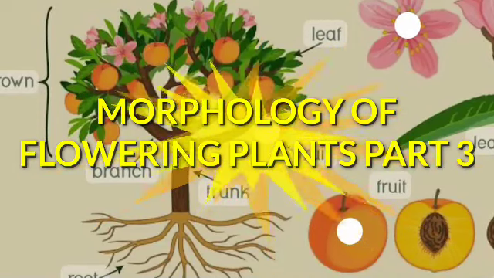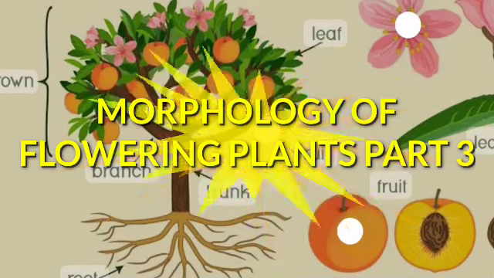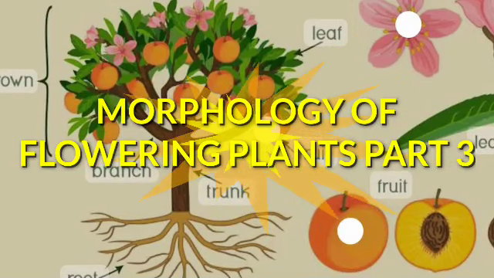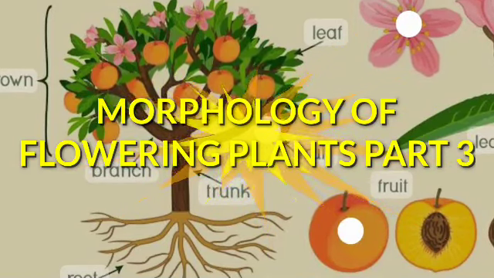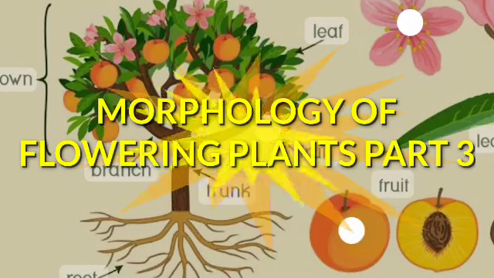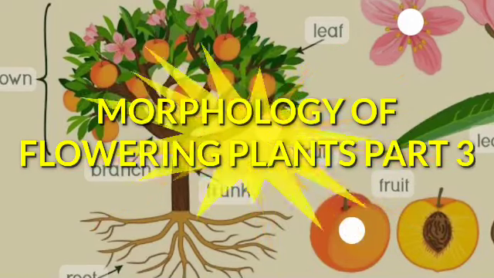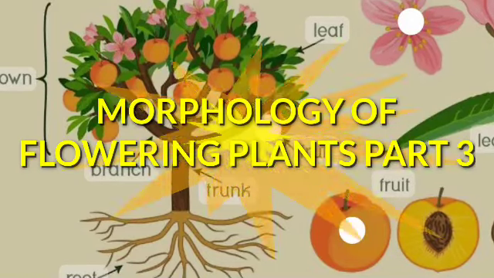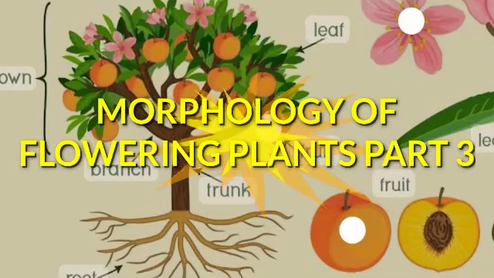Floral formula: K(5) C1+2+(2) A(9)+1 G1. Economic importance: many plants belonging to the family are sources of pulses: gram, arhar, sem, moong, soybean; edible oil: soybean, groundnut; dye: indigofera; fibers: sunhemp; fodder: sesbania, trifolium; ornamentals: lupin, sweet pea; medicine: mulethi.